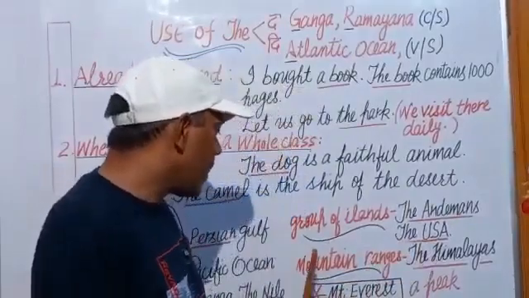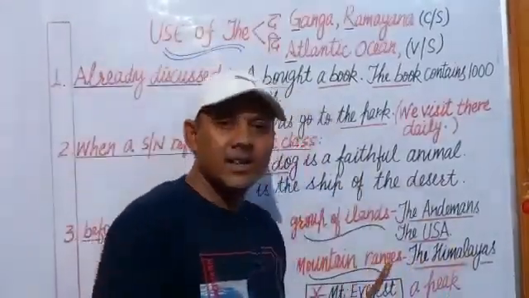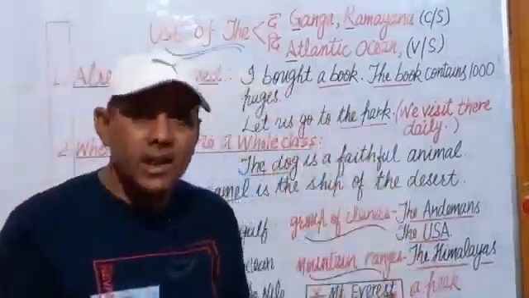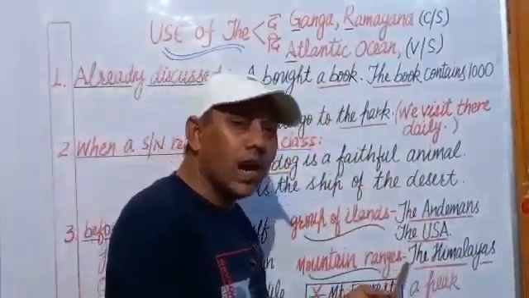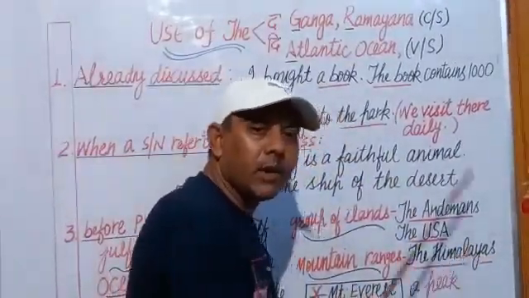In the same way, mountain ranges. For example, the Himalayas. The Himalayas is the name of a mountain range. That's why I use the before this proper noun, the name of a mountain range.